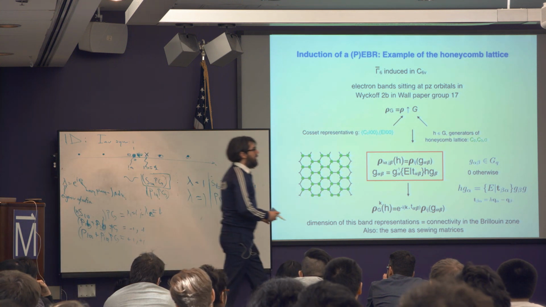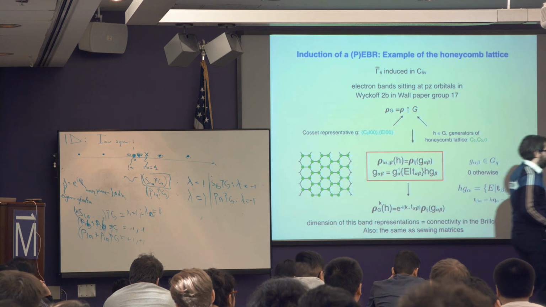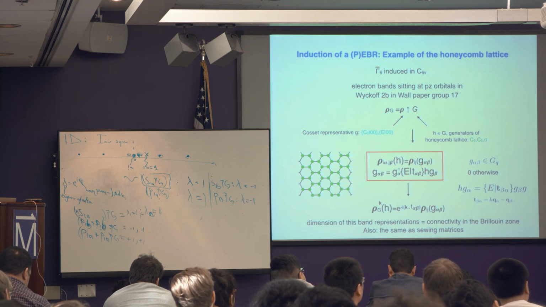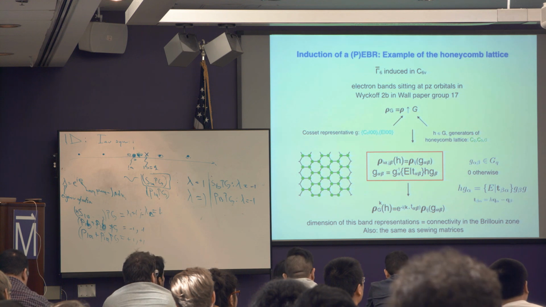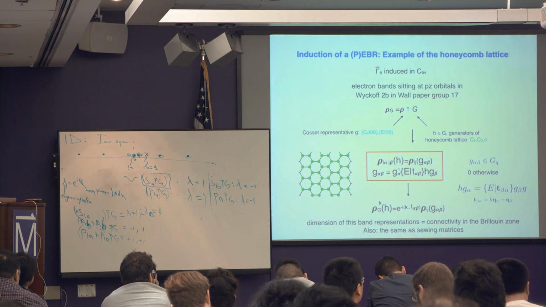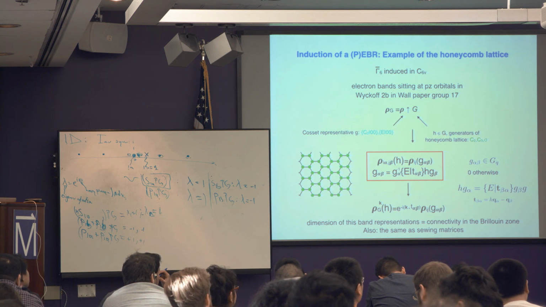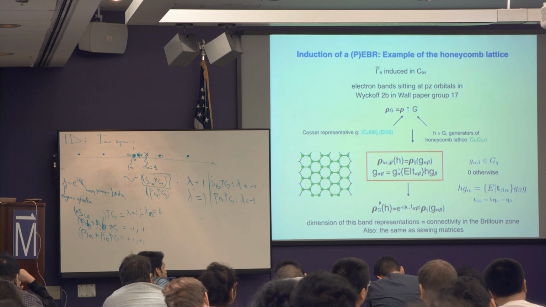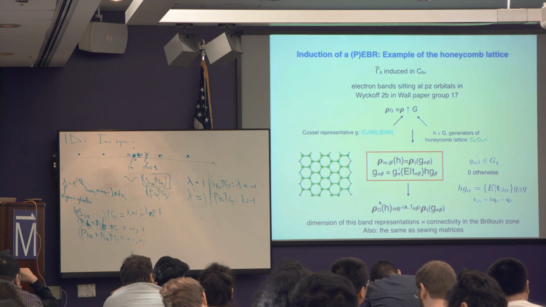Now the tricky part comes when you have s at 1a and p at 1a. What do you think the eigenvalues of this are? The Wilson loop eigenvalues.